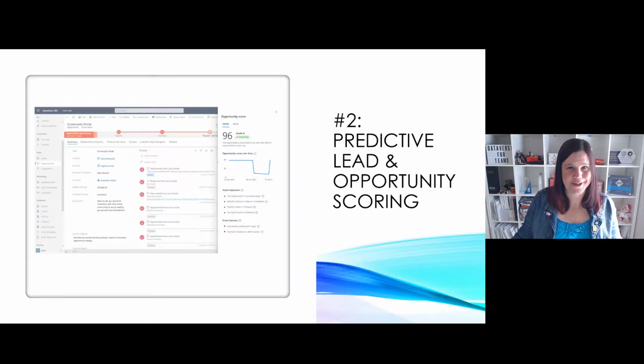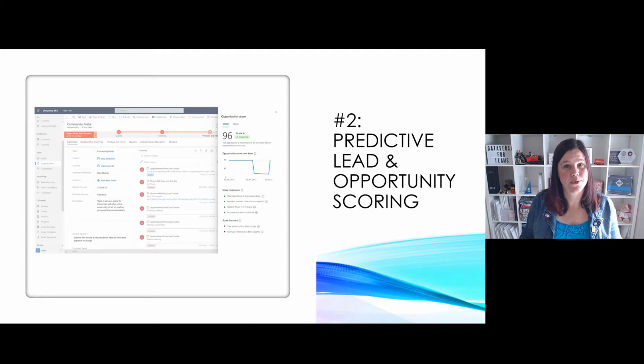At number two, and 2A and B, I'm cheating a bit here, this is actually two features, predictive lead scoring and predictive opportunity scoring. I'm bundling them together because they are actually essentially the same thing. One works on lead and one works on opportunity. This is about helping the seller focus on the leads that are most likely to convert and the opportunities that are most likely to close based on what's happened in the past.